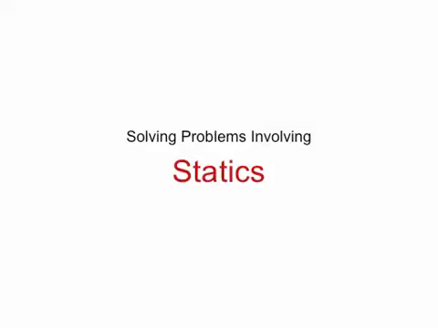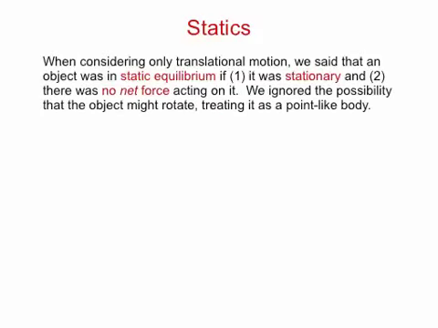In this mini-lesson, we will go through an example involving a rigid object in static equilibrium. We begin, however, with a brief review of the underlying principles. We've seen static equilibrium before for situations involving translational motion only.